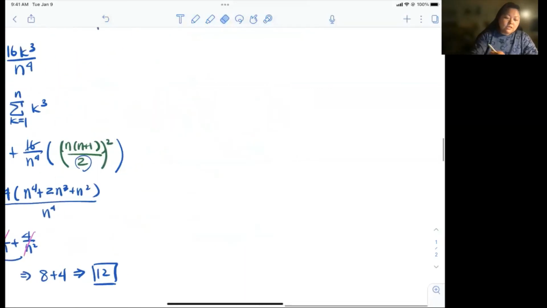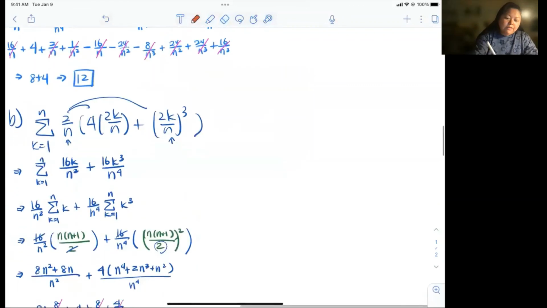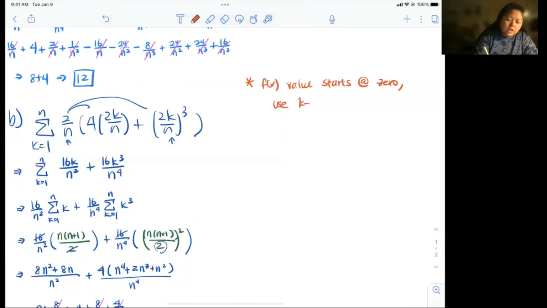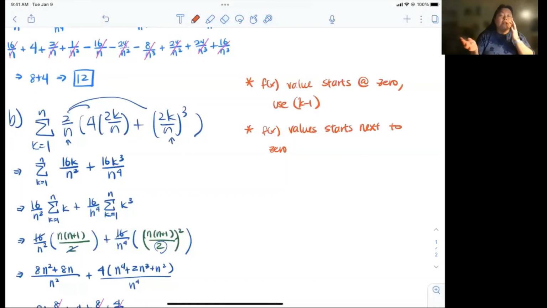So a few tricks to help you remember what to do in these cases. If your graph is going to start at 0, if your y value, your f of x value, starts at 0, you're going to use k minus 1. If your f of x value starts next to 0, it's the next number over, but it's not necessarily 1 because of your width. But that's not the point. The point is if it's not 0, you're going to use k.